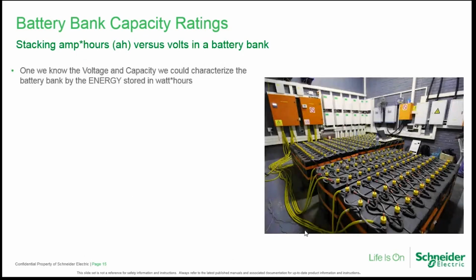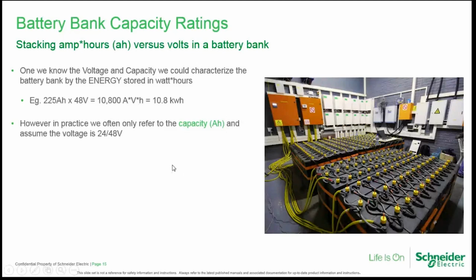Theoretically, if we knew the amp hours, the capacity, and the voltage of the battery bank, we multiply them together, and that gives us the energy of the battery in watt hours. And when you buy lithium batteries or other advanced batteries these days, they actually will specify it in watt hours and kilowatt hours. But in the lead acid world, they're generally going to stick with amp hours. So for example, if we had a 225 amp hour battery bank at 48 volts, that gives us basically a 10.8 kilowatt hour battery bank. In the lead acid world, we're always assuming 24 to 48 volts.